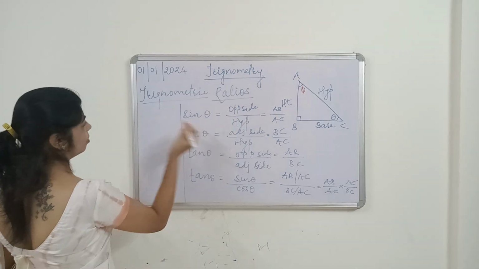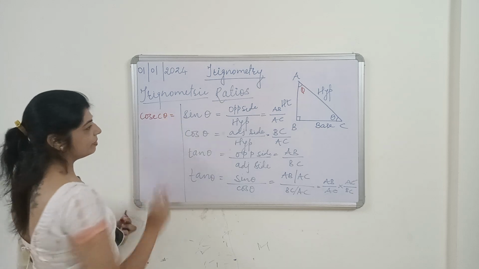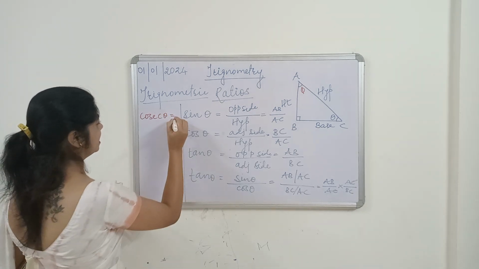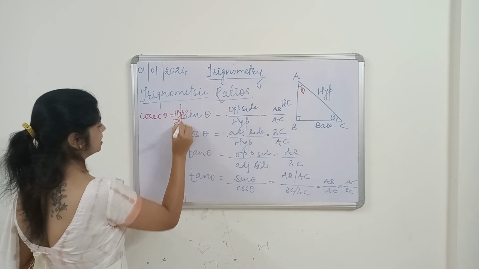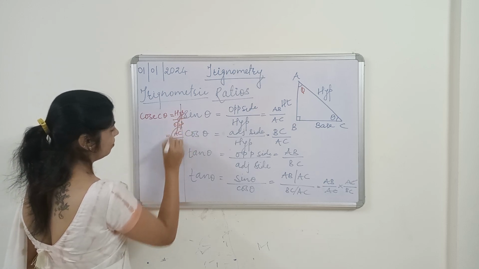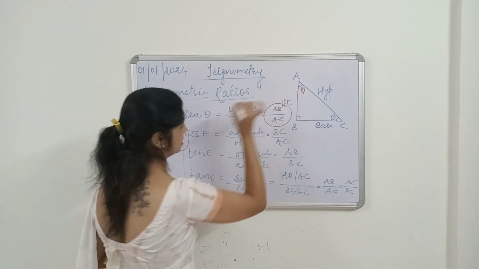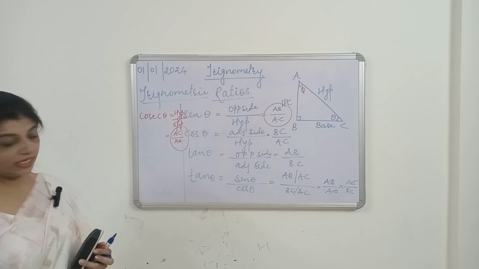Suppose the opposite of sine is cosec theta. So that becomes hypotenuse upon opposite side. So what's your hypotenuse? AC upon AB. Can you make out here? See, reciprocal. This is AB upon AC and this is AC upon AB.